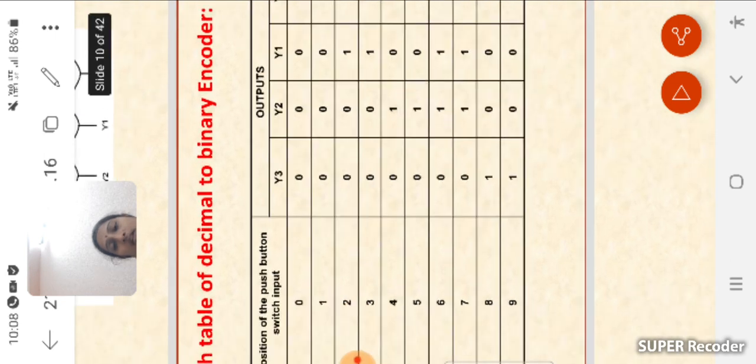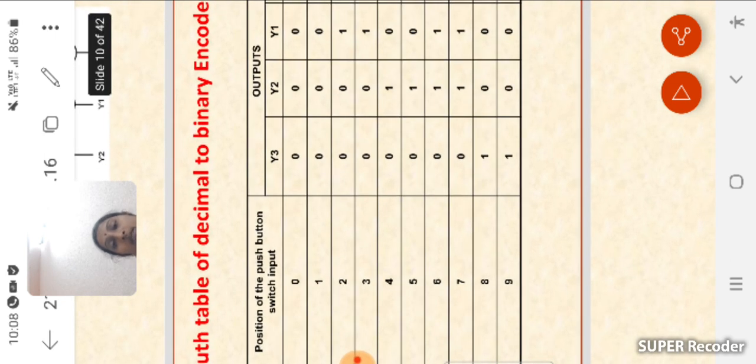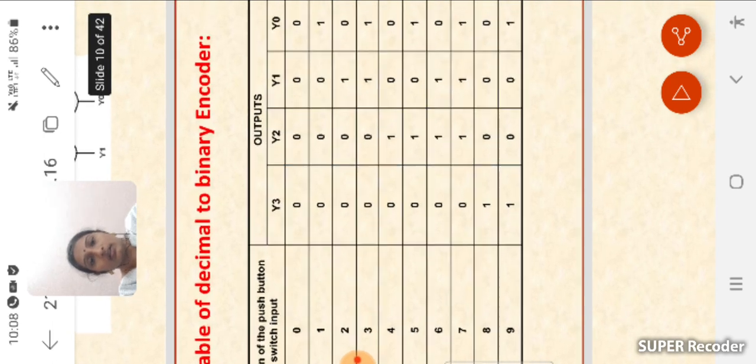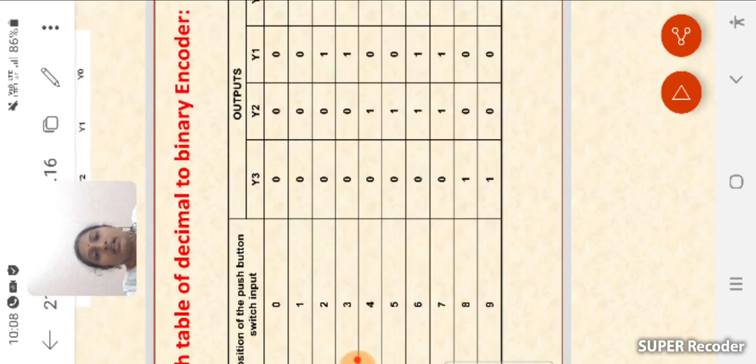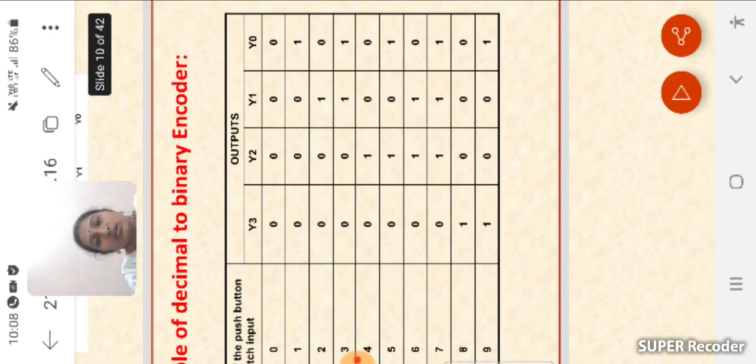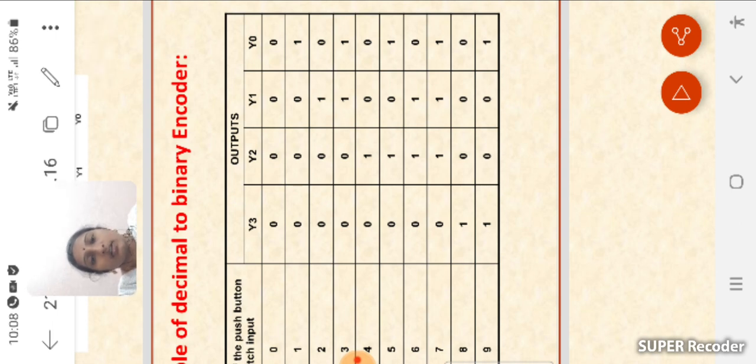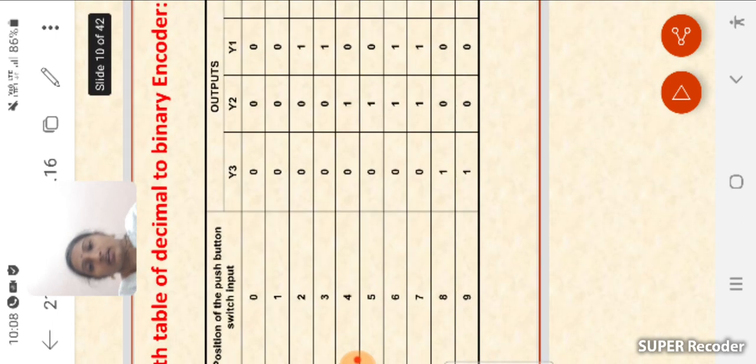Okay, and while pressing switch 6 we are getting the output 0 1 1 0, which means outputs Y1 and Y2 are produced. Pressing button 7 we are getting 0 1 1 1, by pressing 8 we are getting 1 0 0 0, and by pressing 9 we are getting 1 0 0 1. So in this way the output will be produced.